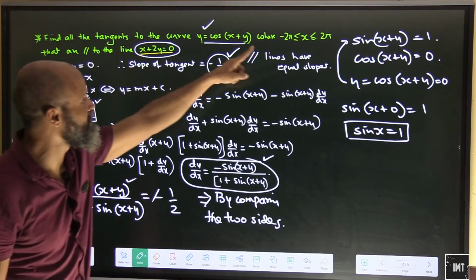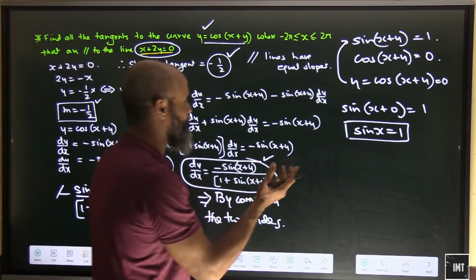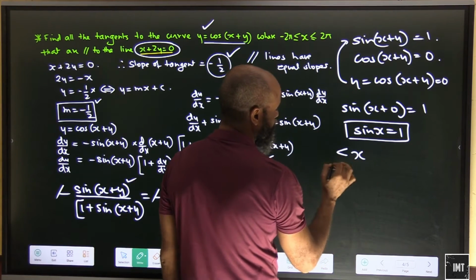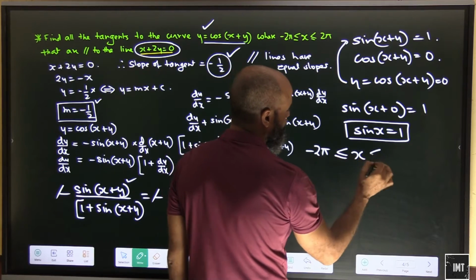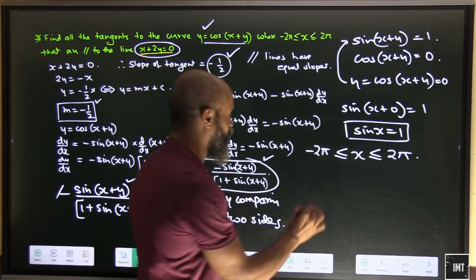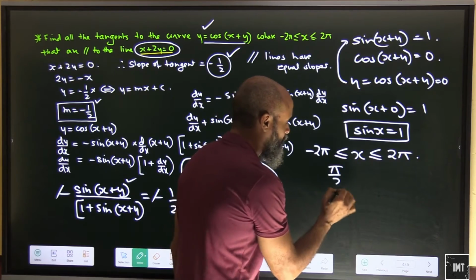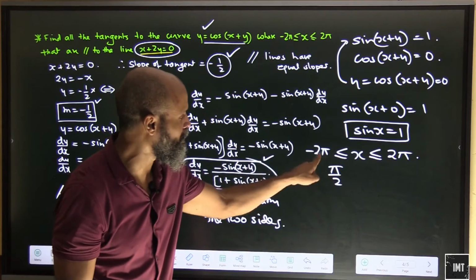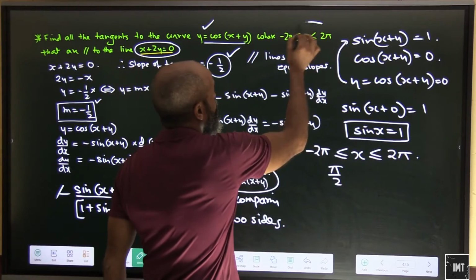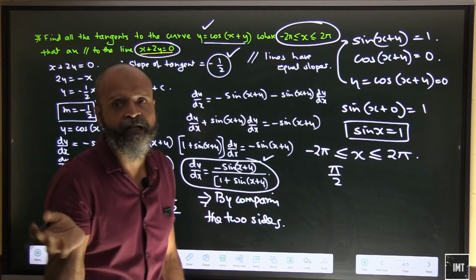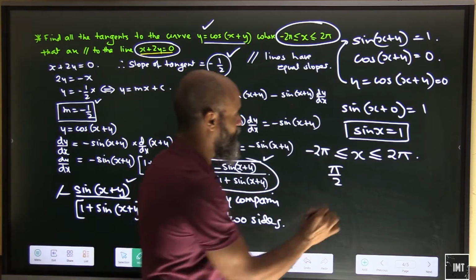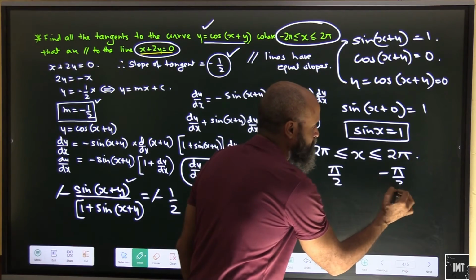Okay, find all the tangents to the curve. So sin x is 1. Now look at this, x is greater than minus 2 pi and less than or equal to 2 pi. So which values of x hold true here? Obviously pi by 2. And what will be the other value? Because the range is given from minus 2 pi till 2 pi, we have to be careful about these things with trigonometric functions. So this will be pi by 2 and the other value will be minus 3 pi by 2.